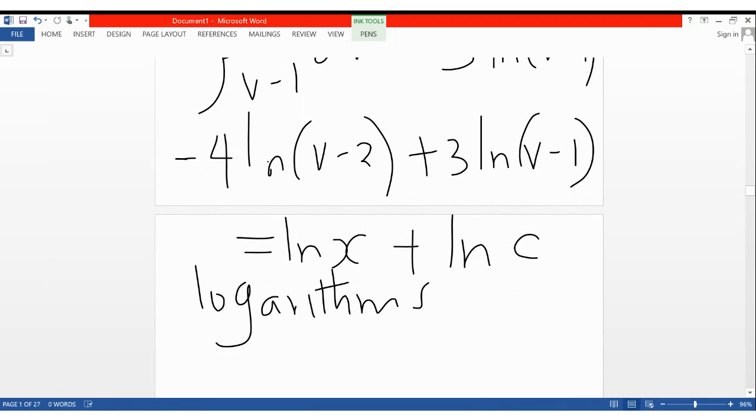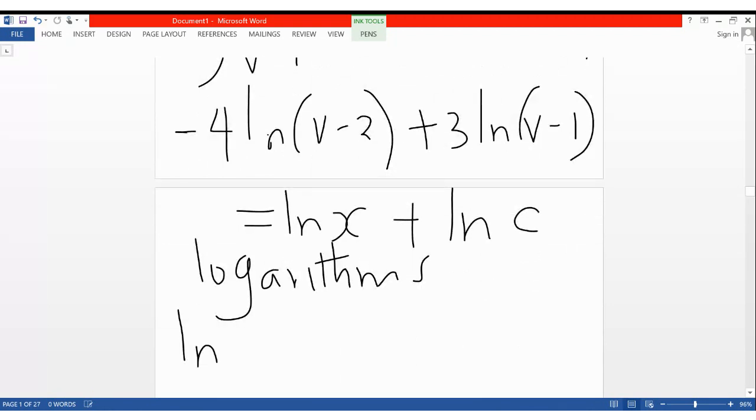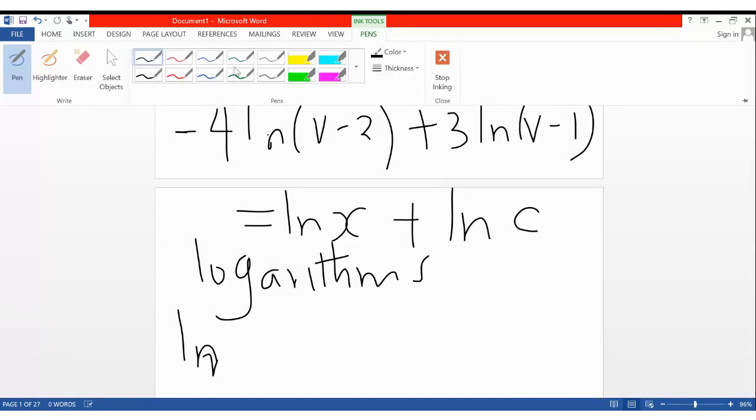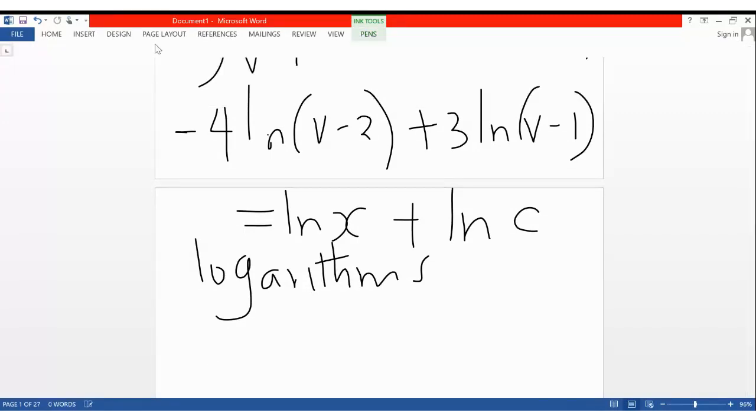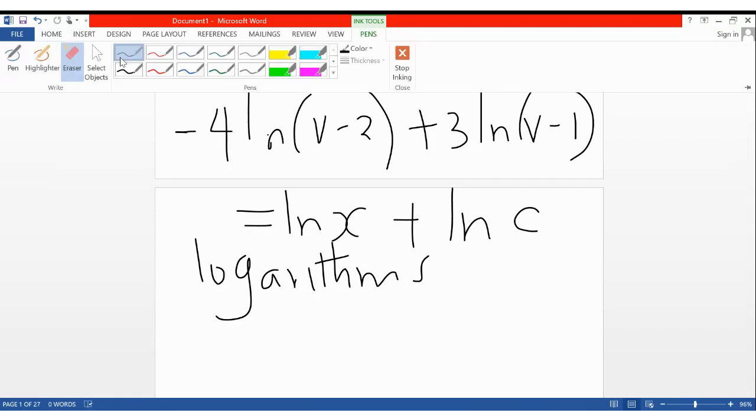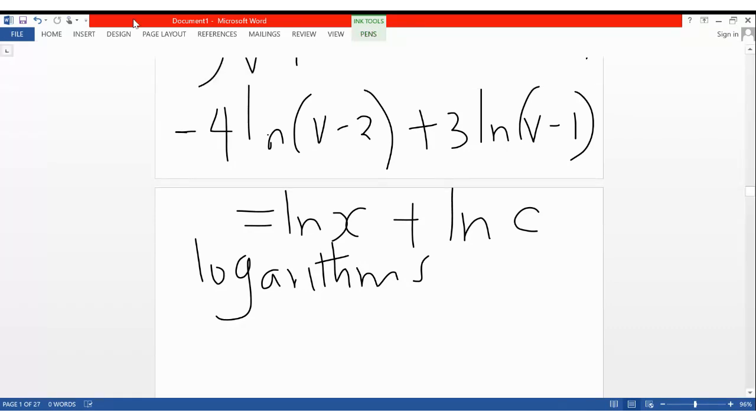I know the example is lengthy, so let me just rearrange it so that you can see it clearly. If you can reach there, I'm comfortable, but I can still make it a bit better. So 3 ln(v minus 1) minus 4 ln(v minus 2), I've started with a positive one, is equal to ln x plus ln c.